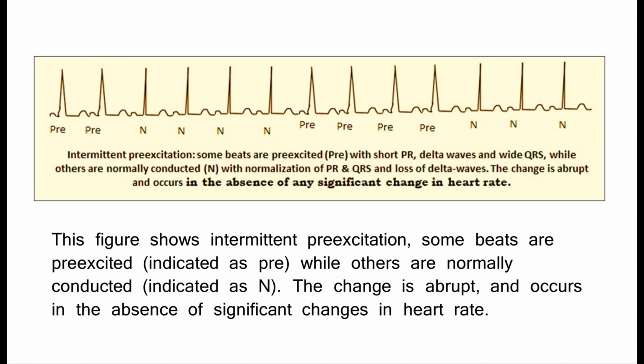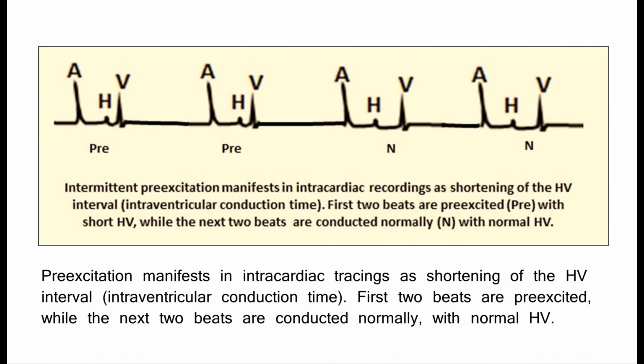This figure shows intermittent preexcitation. Some beats are preexcited, indicated as pre, while others are normally conducted, indicated as N. The change is abrupt, and occurs in the absence of significant changes in heart rate. Preexcitation manifests in intracardiac tracings as shortening of the HV interval, the intraventricular conduction time. The first two beats are preexcited, while the next two beats are conducted normally, with normal HV.